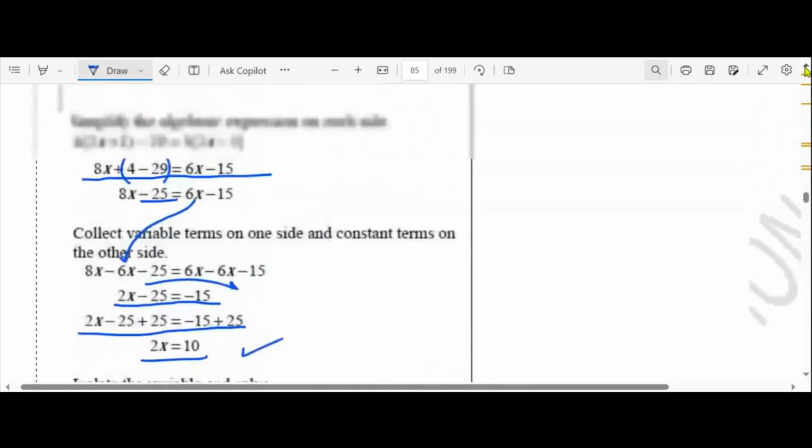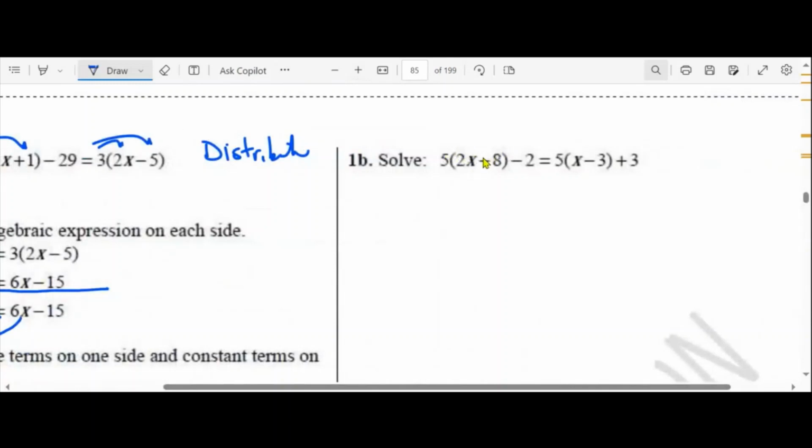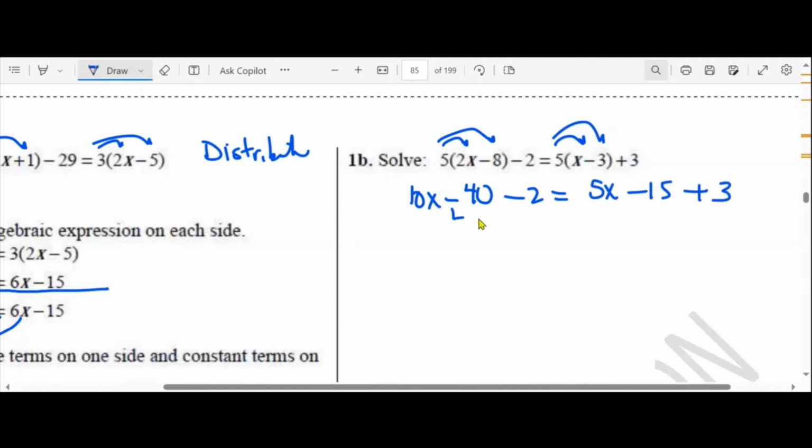Now let's go to the one on the right side here. Okay, tell me, what's the first thing we should do? Distribute, correct? Yalla, tell me, what's the answer? 5x minus 15 plus 3. Then what should I do? How much is 40 minus 2? How much is this? 12.